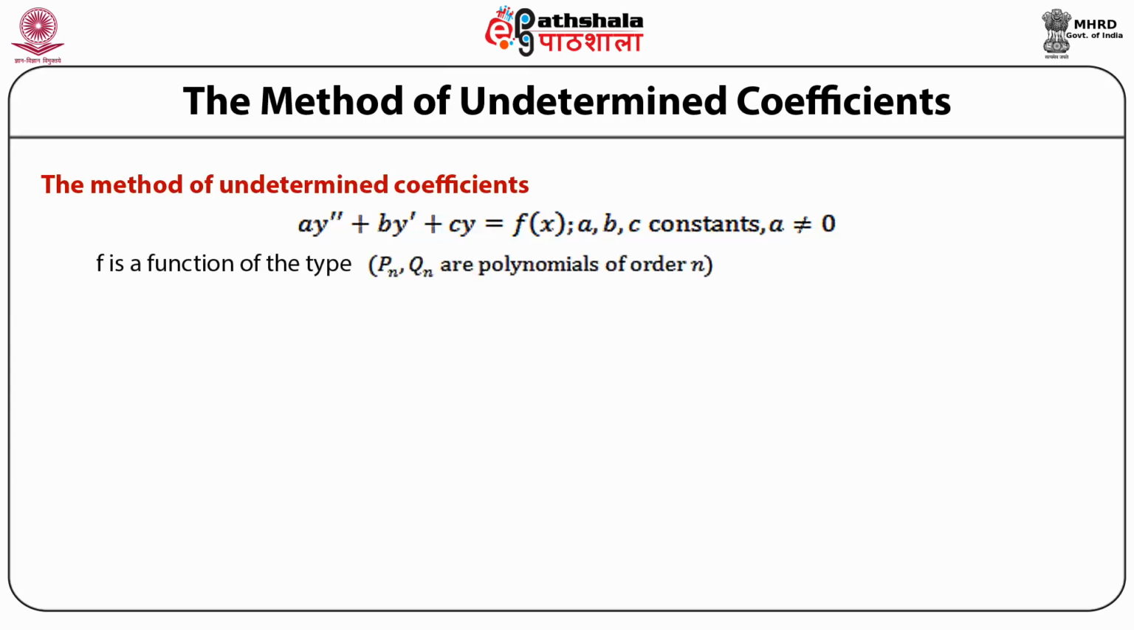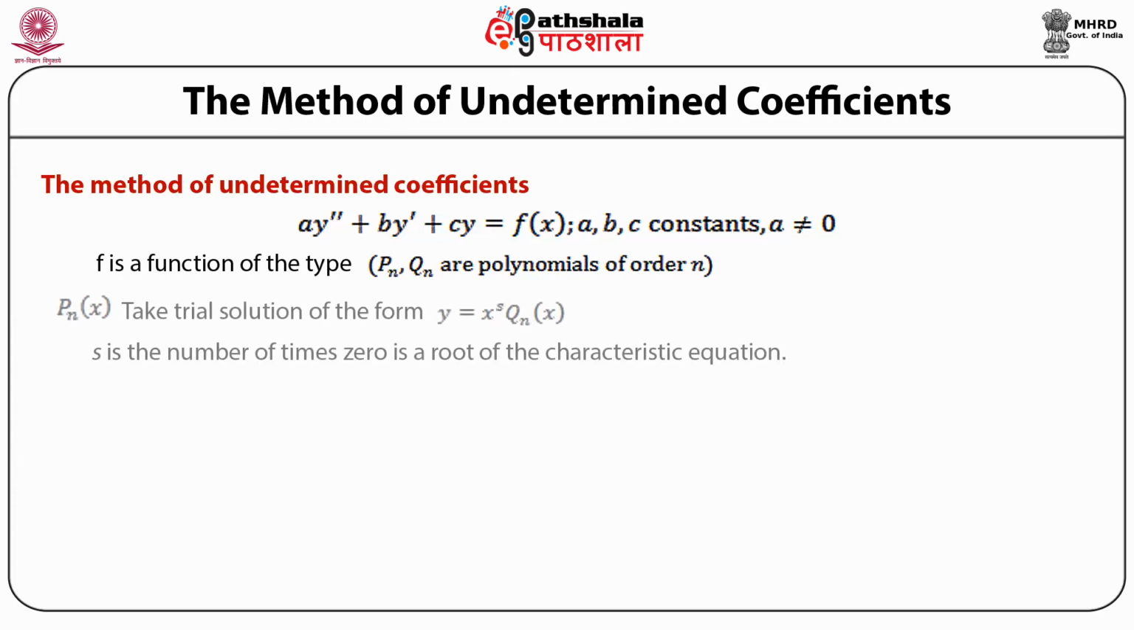If Pn(x) and Qn(x) are polynomials of order n, then first, f is a function of the type Pn(x). In this case, we take the trial solution of the form y is equal to x raised to power s times Qn(x), where s is the number of times 0 is a root of the characteristic equation.